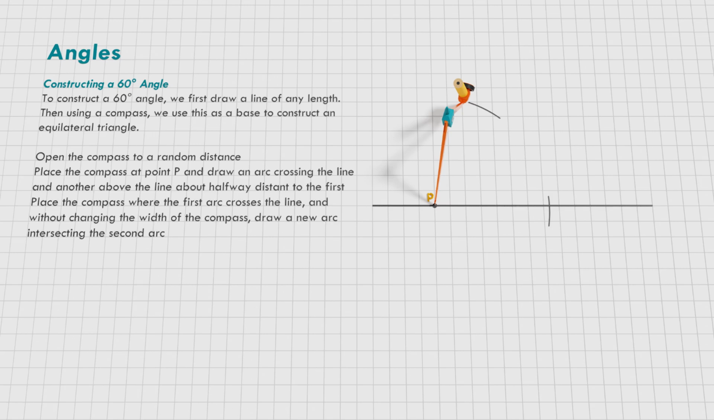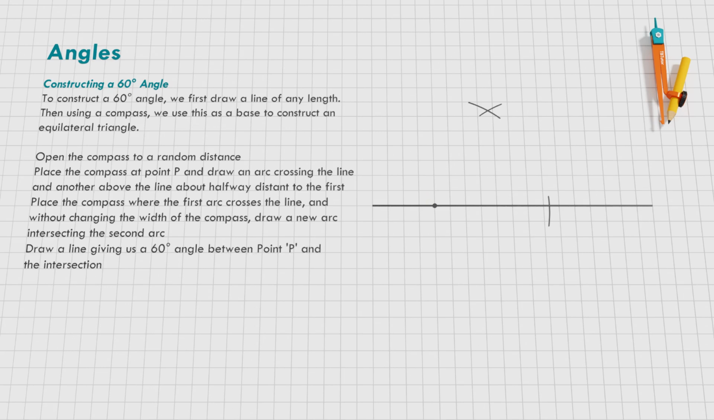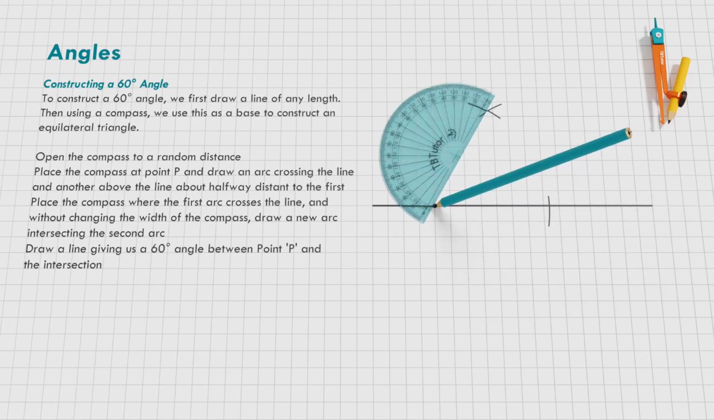We now place the compass where the first arc crosses the line, and without changing the width of the compass, we draw a new arc intersecting the second arc. We can now draw a line giving us a 60-degree angle between point P and the intersection.